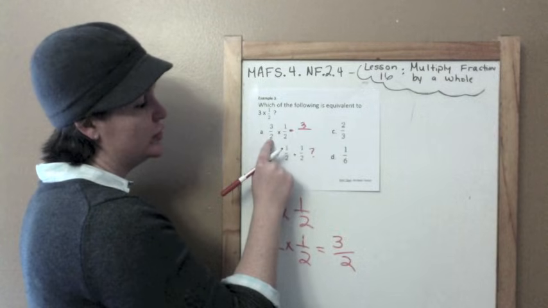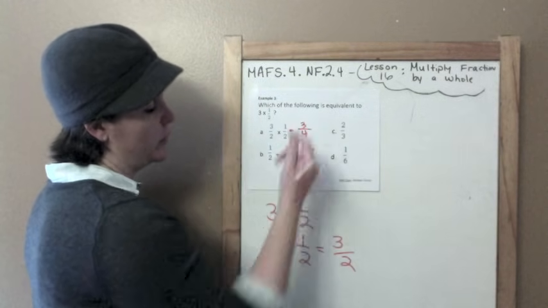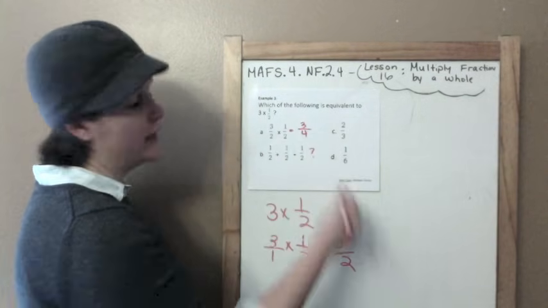3 times 1 equals 3. 2 times 2 equals 4. 3/4 is not the same as 1/2.